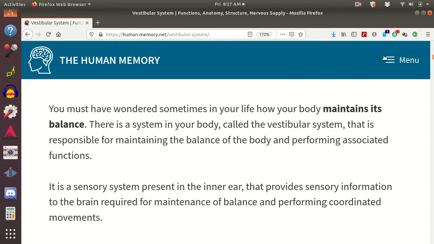So I'll just read some of this. This particular information is from humanmemory.net, Vestibular System.